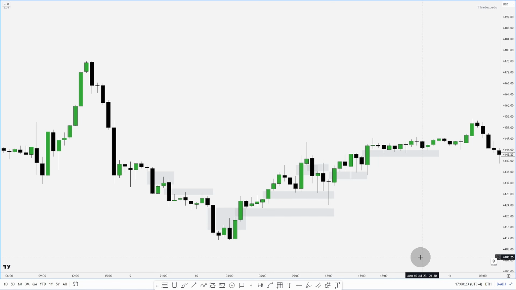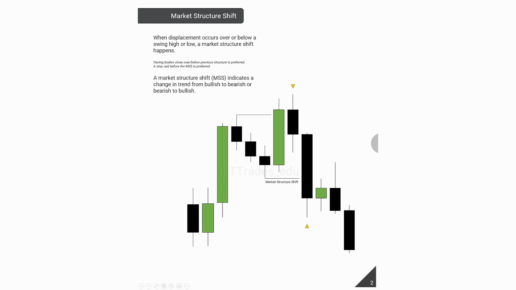So now that you have an understanding of what displacement candles are, we are going to take a look into what a market structure shift is. Now, a market structure shift is what indicates a change in trend from bullish to bearish or bearish to bullish. So in this case right here, we have a bullish move up, a market structure shift, and then the trend switches to bearish. Now, how do we identify this?